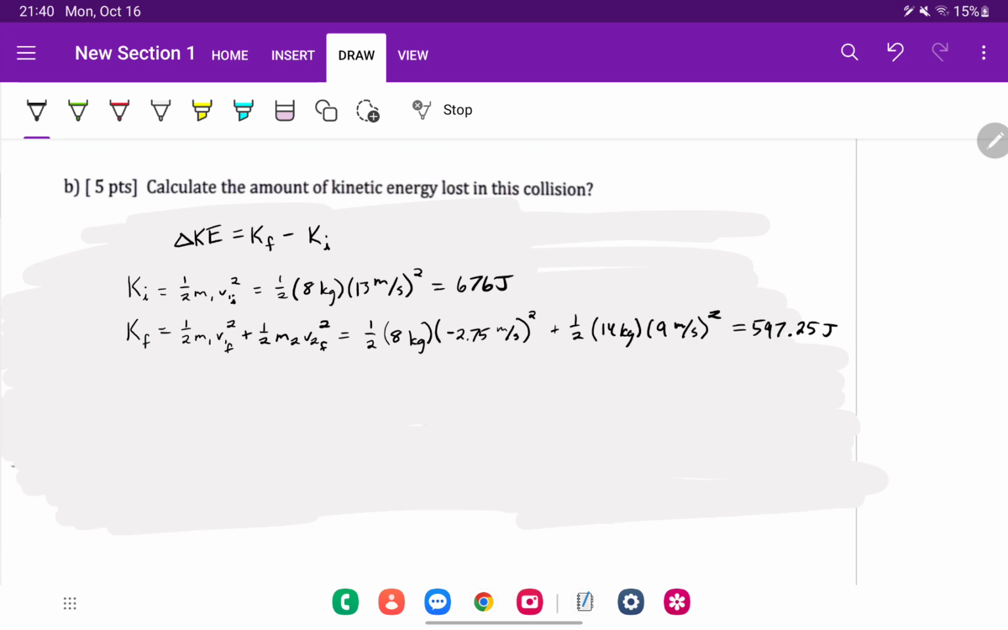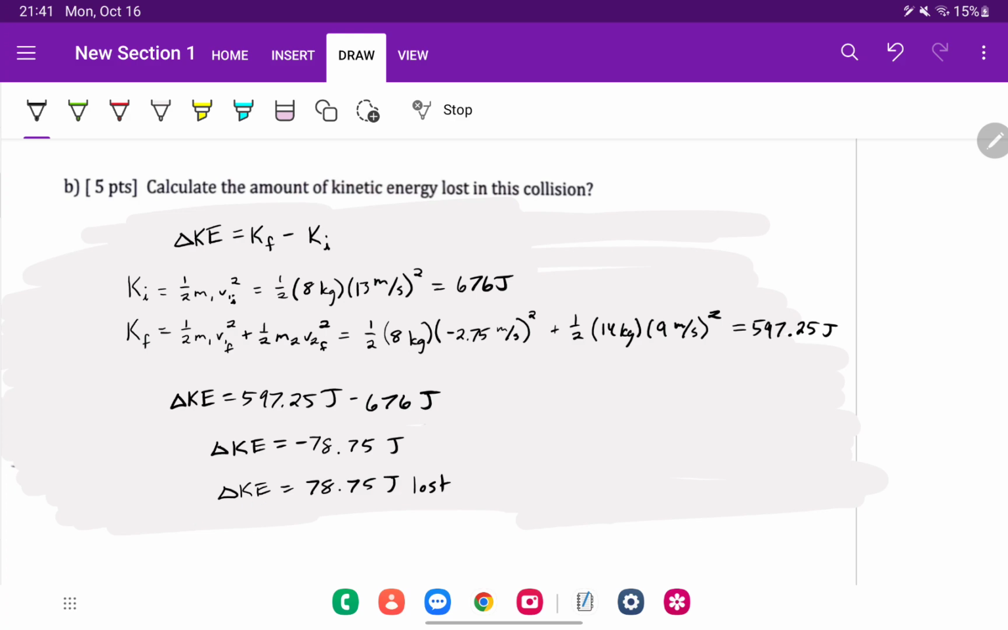Okay, so to find the total loss, the change in kinetic energy was our final minus our initial 676. As we expect, this should give us a negative number because we're losing energy. And let's see, when I do that, 597 minus 676, I get negative 78.75 joules. Another way you can write this, if you don't like negative numbers, is as a positive 78.75 joules lost. It's one or the other.